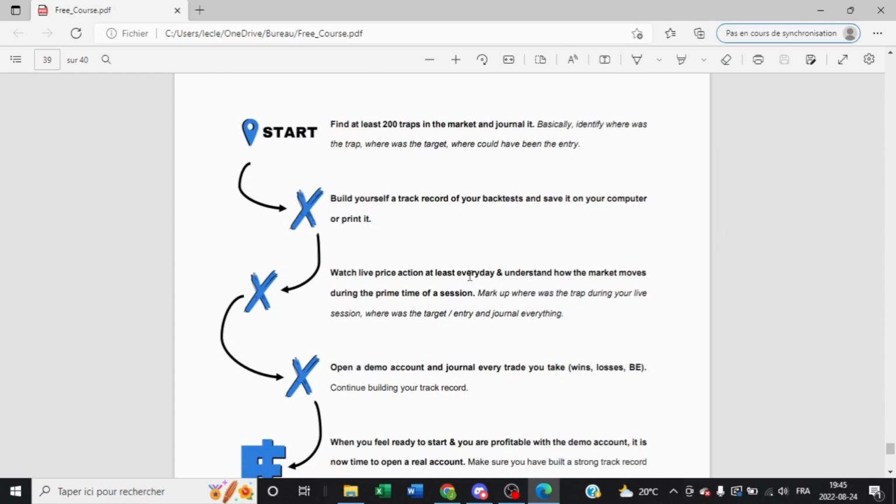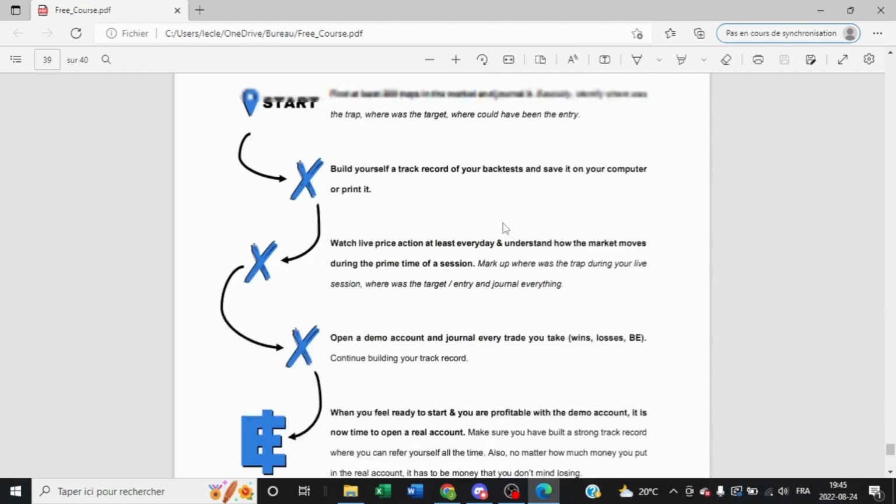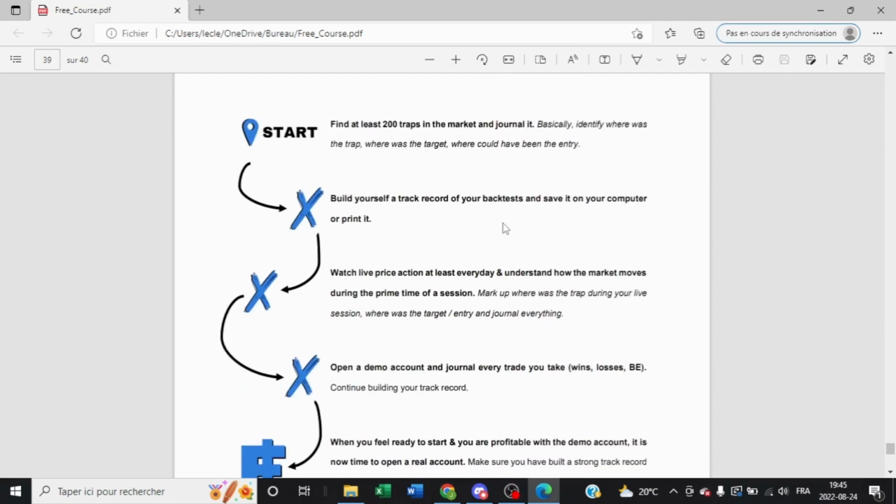After you build the 200 traps, you need to be watching live price action. What I mean by that is you need to train your eyes. You need to be watching live price action to see how the candles move. No mentorship can buy you this, and this is probably the most important thing to do. Even though you don't know where the market is going to go, it doesn't matter. You need to be watching how the candles move, and sometimes you'll identify where they are manipulating and where they are trapping people.